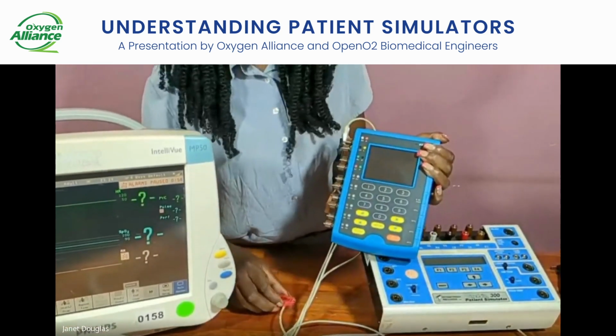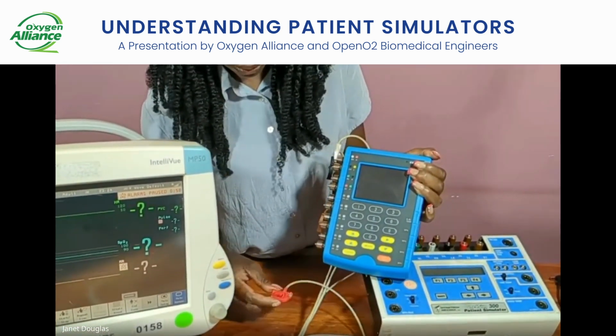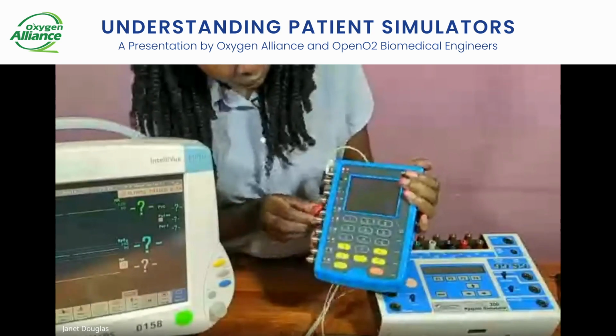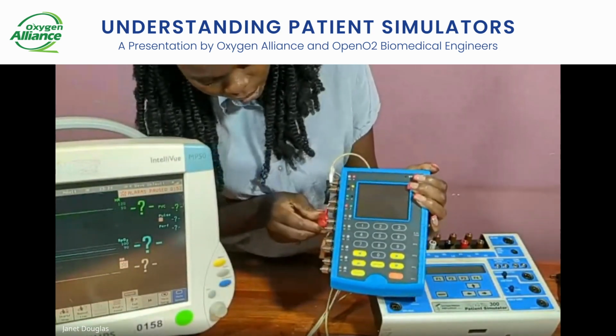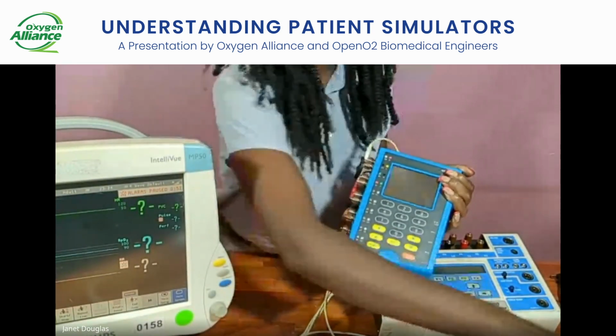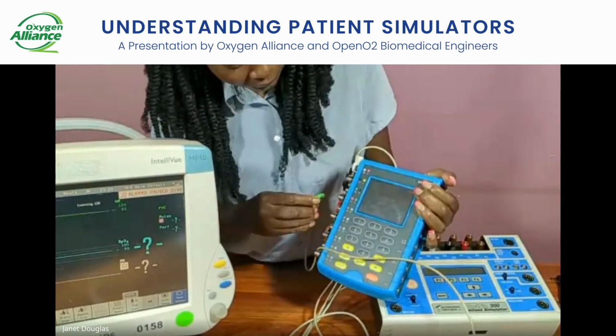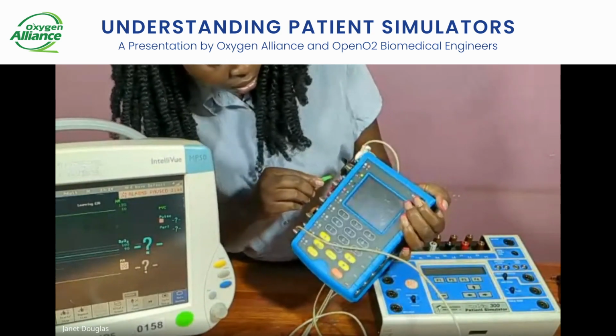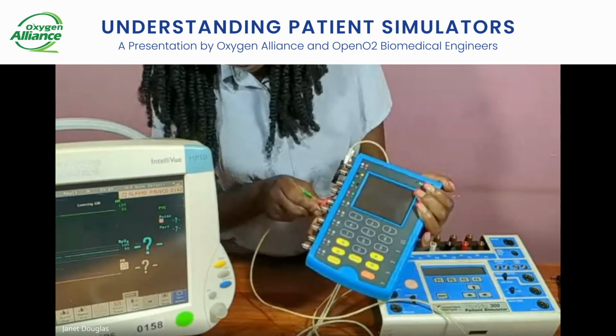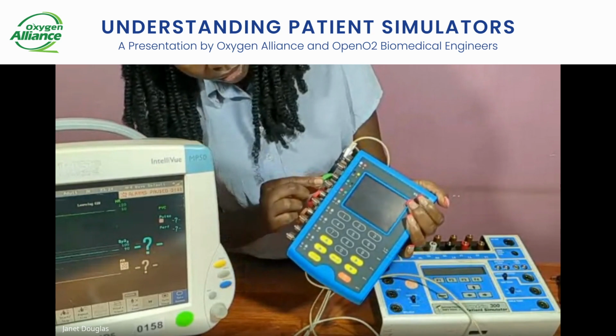And I have another one that is for the left limb. And I'll connect it here. And the last one is for the right limb. And then when I check, connect it here.